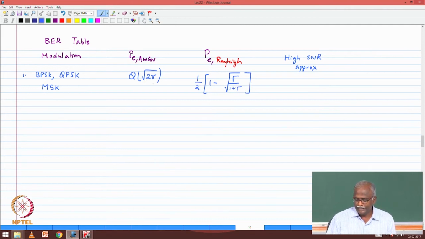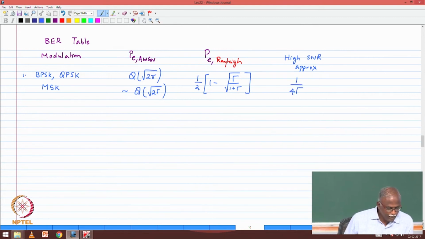I am deliberately using different symbols in AWGN and Rayleigh fading, because once you move to Rayleigh fading, the lowercase gamma represents instantaneous SNR, and the expressions that we get are based on average SNR. So again, it is deliberate. You could also write this, if you wanted to, as Q of root 2 gamma. There is nothing wrong. In the case of AWGN, instantaneous SNR and average SNR are the same, so no problems about that. And the high SNR approximation we just now derived. This is 1/4 gamma.